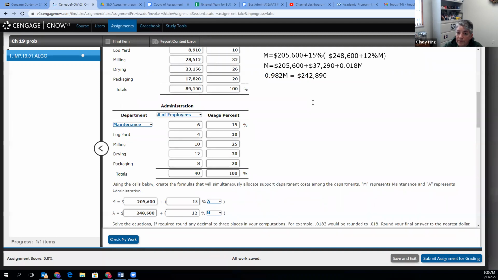Good so far? I'm good, thanks. Okay. And then again, we want to get M by itself. So it's M times 0.982. So we need to do the opposite and divide each side by 0.982. So we take 242.89 divided by 0.982. And the answer will need to be rounded. So, 247,342.